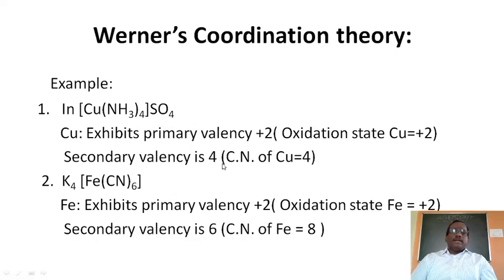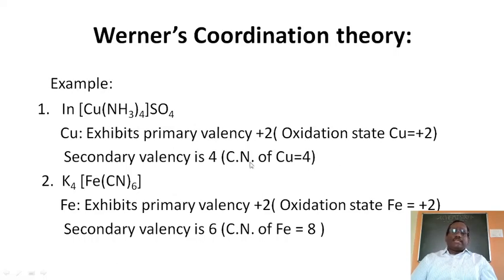Secondary valency: copper is bound with 4 ammonia molecules, 4 ligands around the copper, 4 coordination bonds around the copper, is another kind of combining ability. One is coordination bonding, the other here is ionic bonding. A single metal exhibits two types of combining ability.